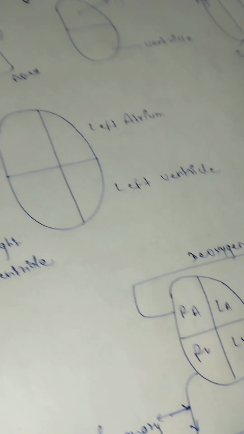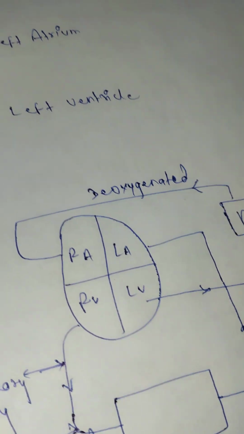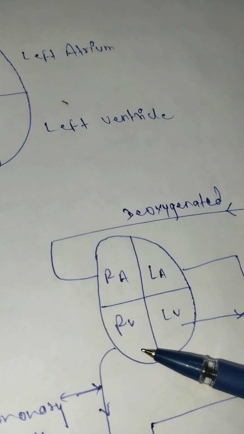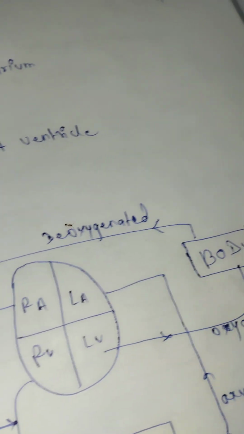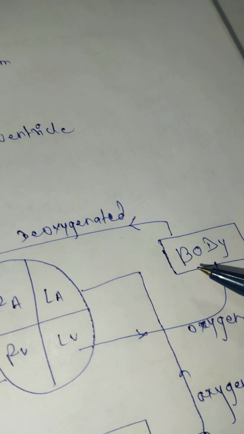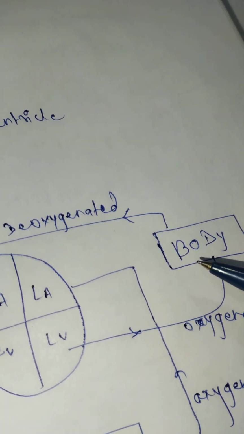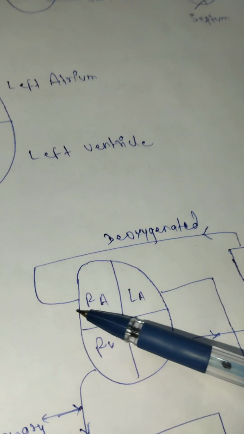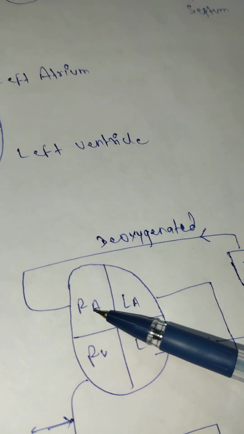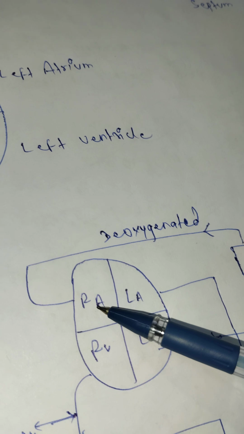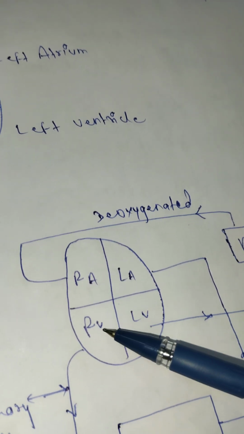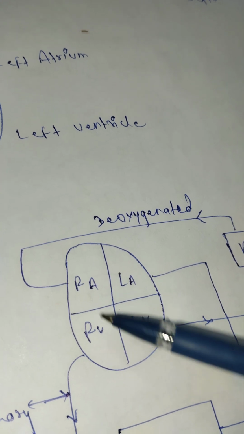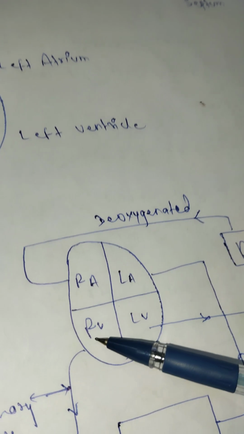Now come to the flow of blood through the heart. Deoxygenated blood means blood that does not carry oxygen. So deoxygenated blood from the body is received in the right atrium, and the blood from the right atrium goes to the right ventricle.